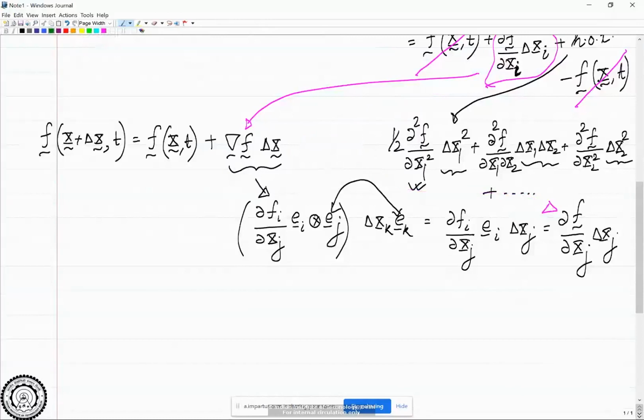So I'll write it here, plus gradient of f. So it's a third order tensor, isn't it? One gradient makes it second order, another gradient makes it third order. Then this third order is multiplied with delta x to make it a second order. And finally, this is further multiplied with delta x to make it a first order. Because you see all the terms here are first order.